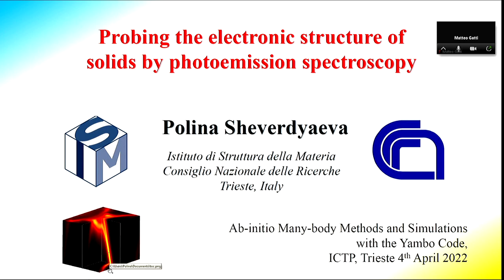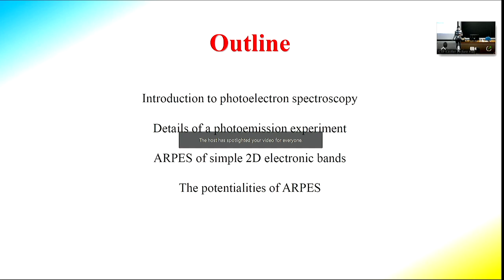Okay. Good morning, everyone. I would like to thank the organizer for inviting me and for giving me the possibility to make this talk. I am an experimentalist, so my idea is to give you a broad idea of what experimental photoemission spectroscopy is. I will introduce photoemission spectroscopy from an experimentalist point of view, give you some details, not too many details, of the photoemission experiments, some examples of angle-resolved photoemission of simple two-dimensional electronic bands, and we talk about the potentiality of ARPES.